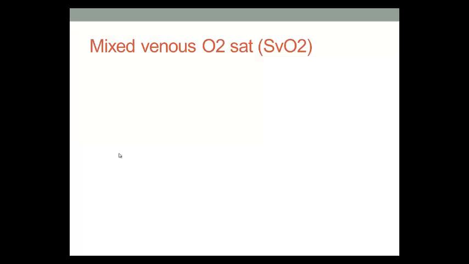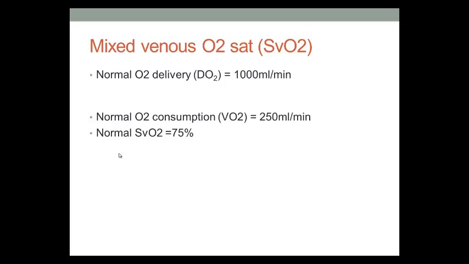Just a review of mixed venous O2 sat, right? It's a balance between O2 delivery and O2 consumption. So normal SVO2 returning to the heart is 75%. So Sri, tell me the equation for oxygen delivery. Have you done Fahey pulmonary consults?